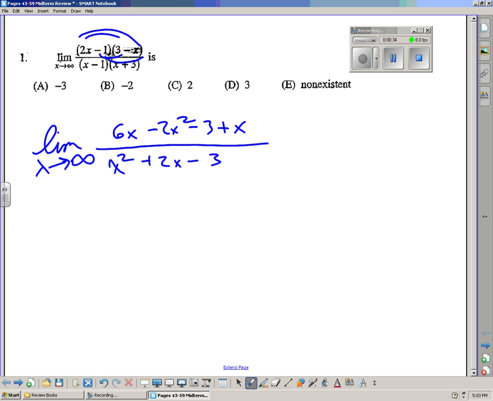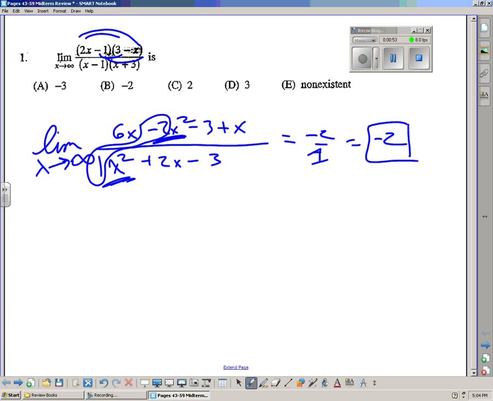If you notice, the highest degree term in the numerator is negative 2x squared. The highest degree term in the denominator is x squared. We can take the ratio of the highest degree terms, since the degrees are equal, to take the limit as x approaches infinity. So this becomes negative 2 over 1, or just negative 2.